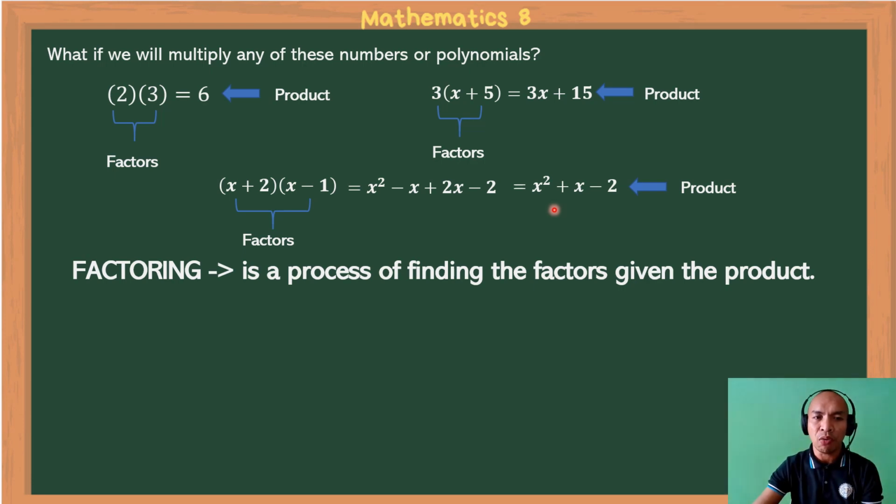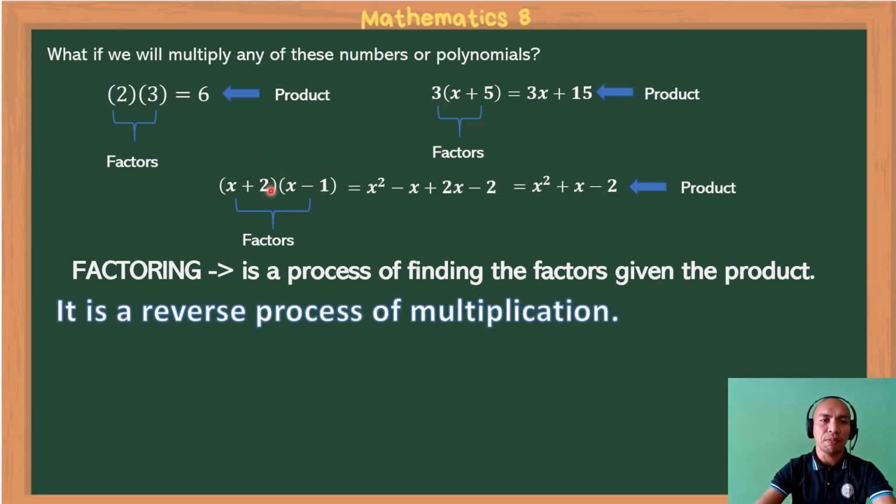Then factoring, by the way, if you answered the question previously, is a process of finding the factors given the product. We just reverse the process. In multiplication, we are looking for the product. In factoring, the product is given, and we will be looking for the factors. So it is the reverse process of multiplication.